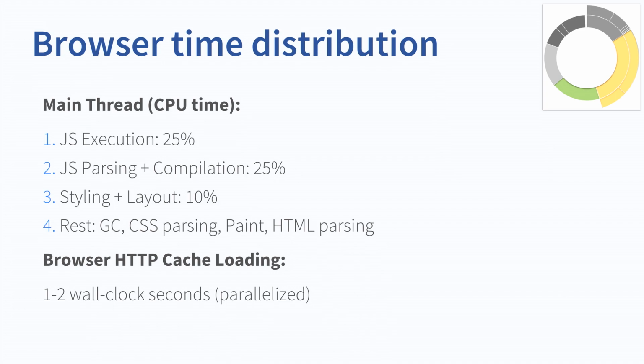So let's dig a little bit deeper into what the browser is doing. Of that 50% of work, 25% is executing the JavaScript. We see about 25% parsing and compiling the JavaScript. Then we have time on style and layout, and then GC, CSS, and paint. But overall, we can see that 50% of the time the browser is doing work, it's executing, parsing, and compiling JavaScript. That's a lot of work to do on every single page load, every single time you open a site. And then we can also be blocked on the browser cache every so often.